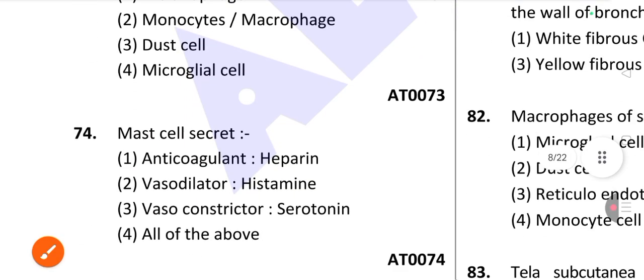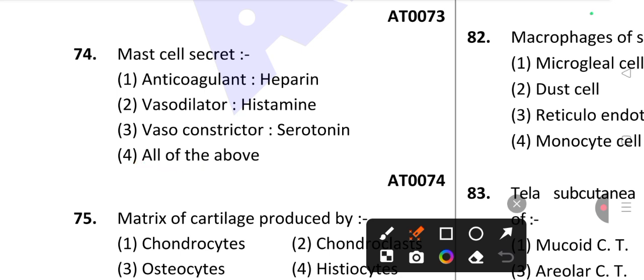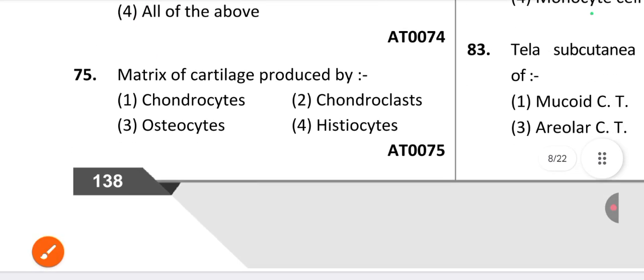Next, 74th, mast cell secrete. So what does mast cell secrete? It secretes all of the above: anticoagulant, vasodilator, vasoconstrictor. So mast cell consists of all of the above. Next, 75th question is matrix of cartilage produced by. It is produced by chondrocytes.